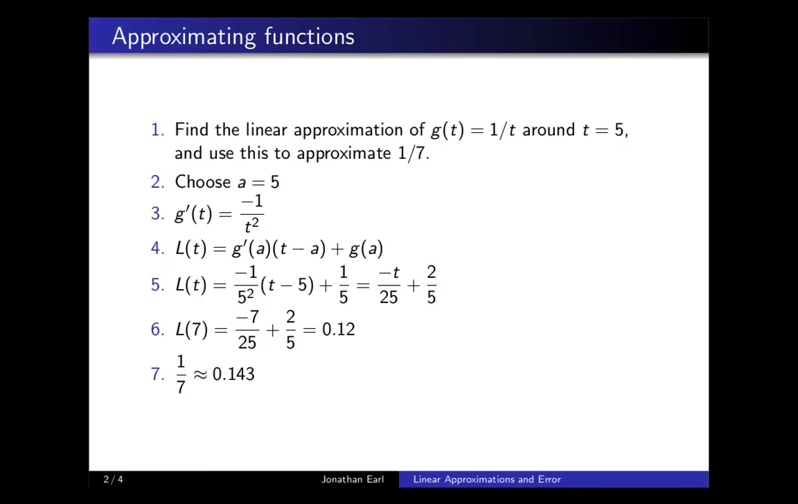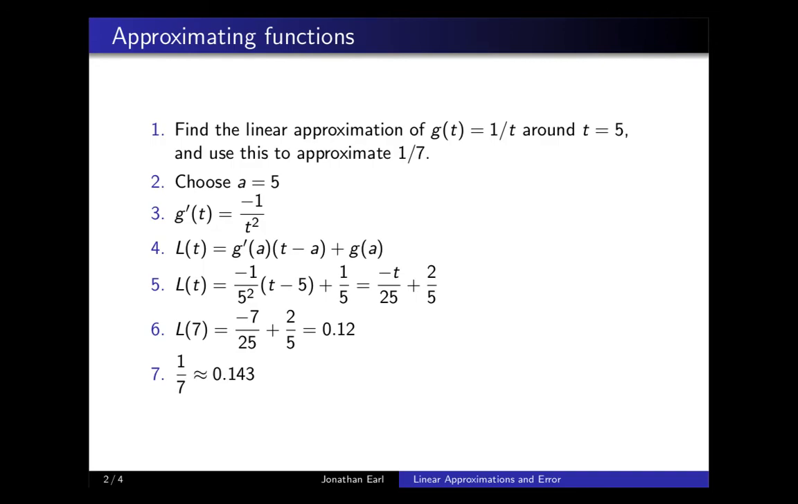Okay, so the next one. We want to approximate the function 1 over t around t equals 5 to get an approximation for 1/7. So here we're going to take a to be 5, and we'd find our derivative from the power rule to be minus 1 over t squared. So we get that our linear approximation is g prime of a times t minus a plus g of a. So minus a 25th times t minus 5 plus a fifth, and we'd find that we wind up with minus t over 25 plus 2/5.